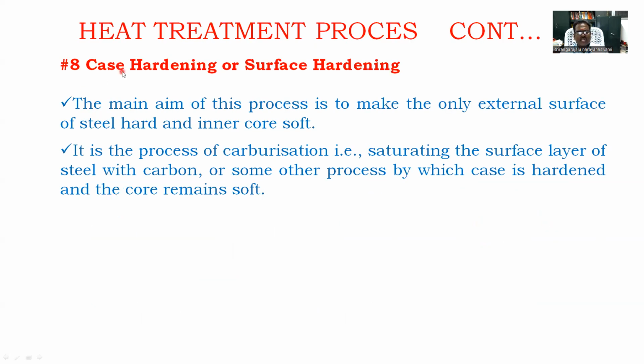Last one, case hardening or surface hardening. The main aim of this process is to make only the external surface of steel hard and the inner core soft. It is the process of carburization, that is, saturating the surface layers of steel with carbon or some other elements, by which the case is hardened and the core remains soft. Case only hardening, core remains soft.